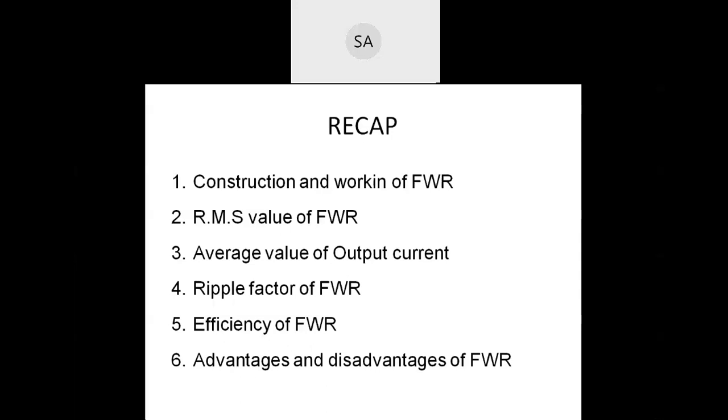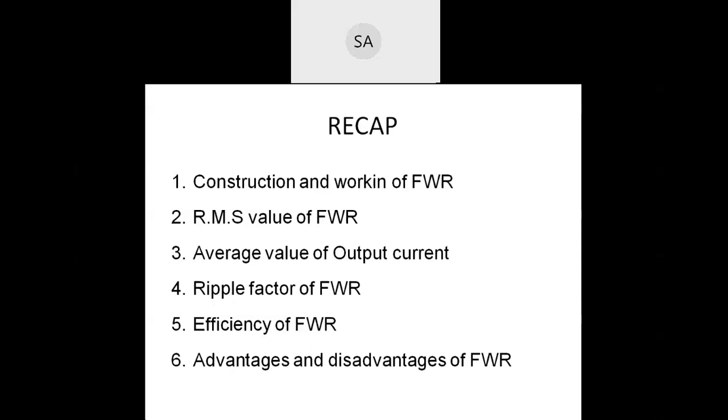For the full wave rectifier, the RMS current is IRMS equal to Im by root 2, and the average value of output current is twice that of the half wave rectifier. The DC current and DC voltage are IDC equal to 2 Vm by pi and VDC equal to 2 Vm by pi. The ripple factor of the full wave rectifier is very low compared to the half wave rectifier, which reduces the ripples present in the DC output.